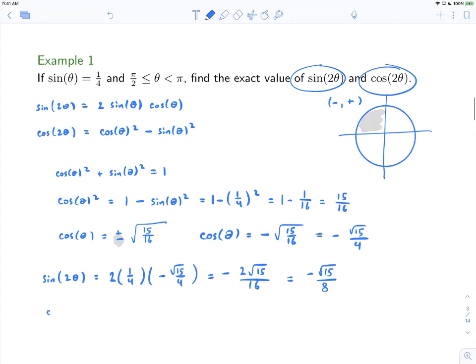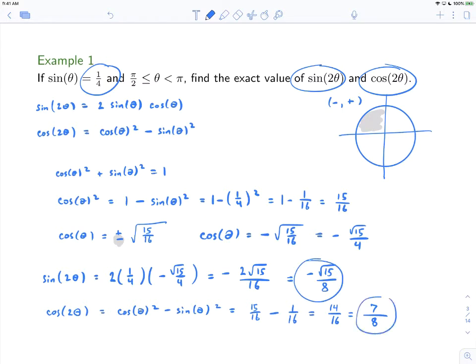We can also now compute cosine of 2 theta. That's cosine theta squared minus sine of theta squared. Cosine of theta squared, we know, is 15 over 16. And sine of theta squared is, well, sine of theta, remember, is 1 over 4. So sine of theta squared is 1 over 16. So cosine of 2 theta is 15 over 16 minus 1 over 16, which is 14 over 16. And we can reduce this to 7 over 8. So that gives us sine of 2 theta and cosine of 2 theta.